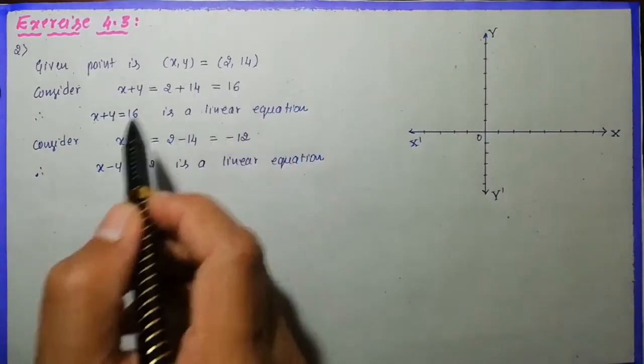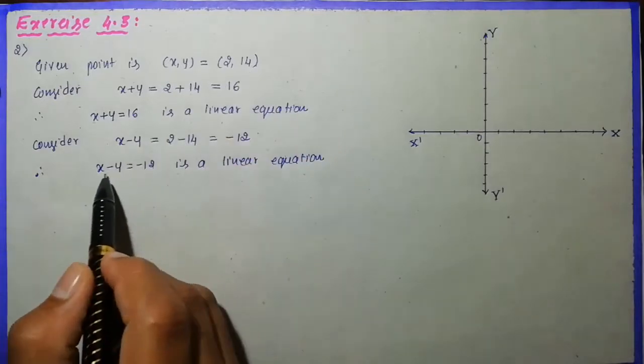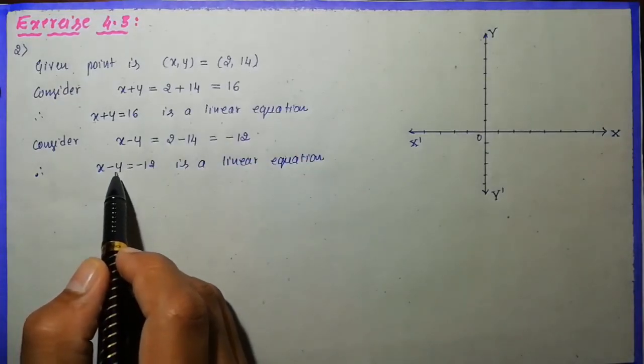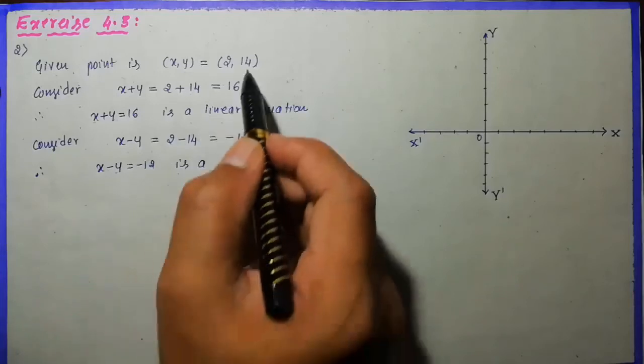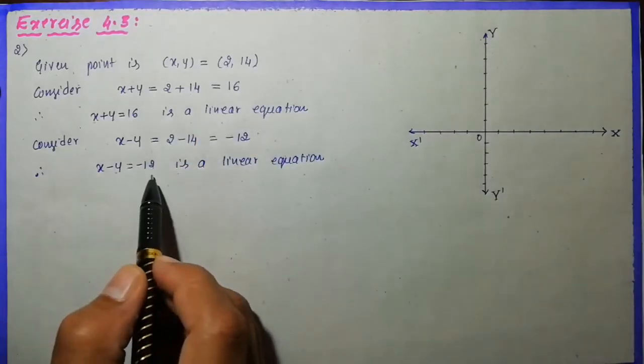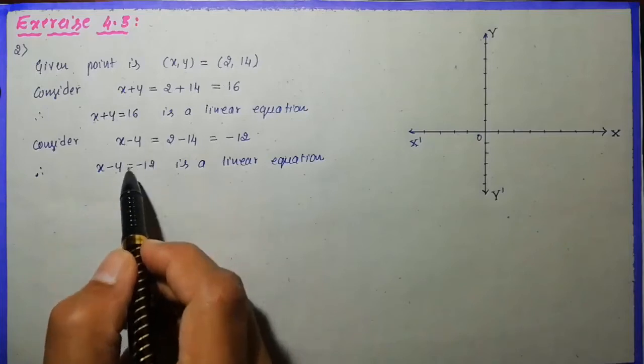Look here, if you place x is equal to 2, y is equal to 14, 2 minus 14 means minus 12. Minus 12 is equal to minus 12, equation satisfied. So that's why it's a solution of this equation. Okay, now I have generated two equations.